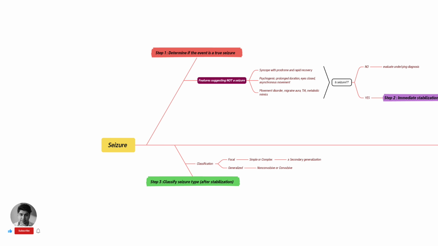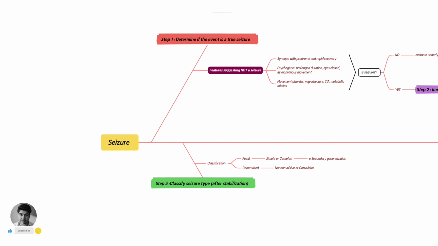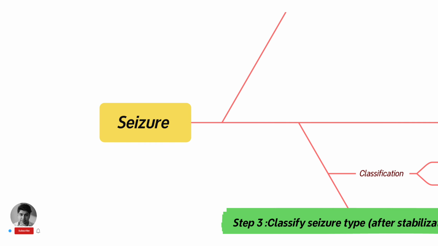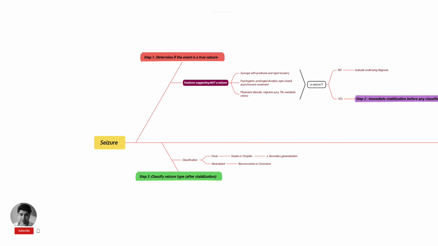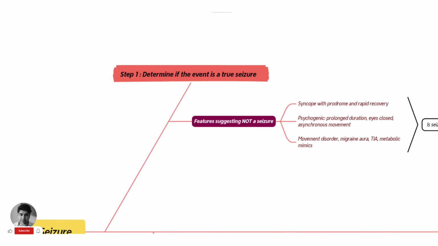Today we're tackling one of the fastest, highest stakes emergencies in clinical medicine. Quick hook for you. A 24-year-old man collapses at work. Sudden fall, rhythmic shaking, shallow breathing. EMS finds him confused and barely responsive. Is this a true seizure or a mimic? And the next 2 minutes decide everything.